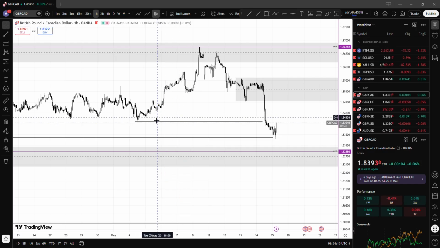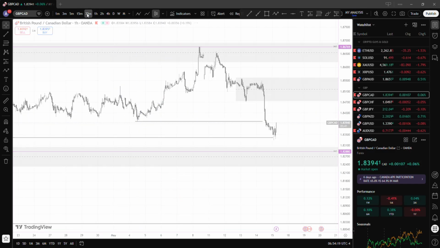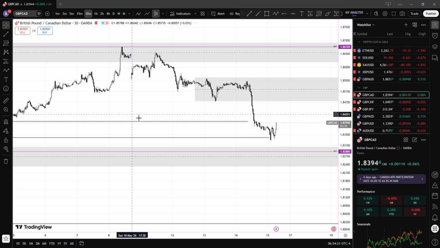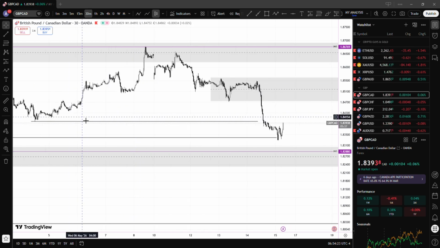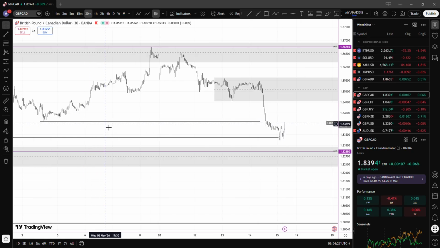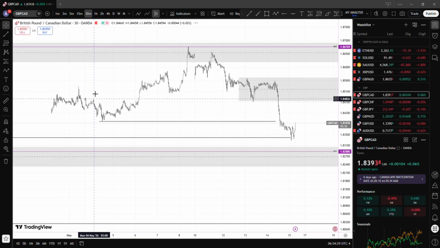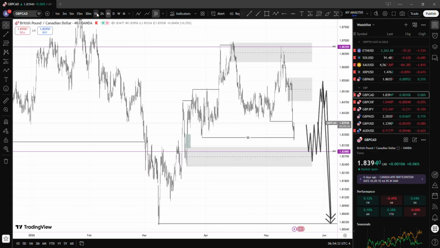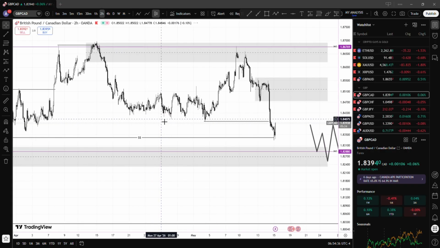I'm trying to see if price will respect this. Let's see 30 minutes. I see 30 minutes. It's an FVG here. So you don't need to rush. You don't need to rush the market. You need to wait for price to come to you. I think that is what I would suggest we do right now.